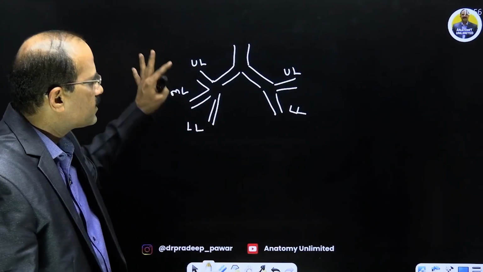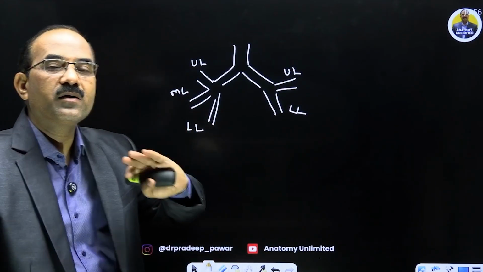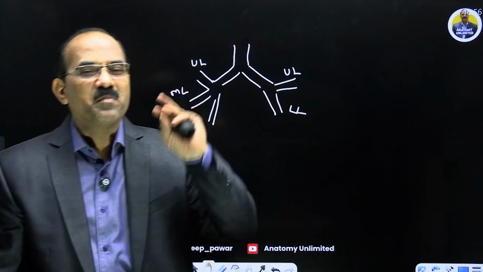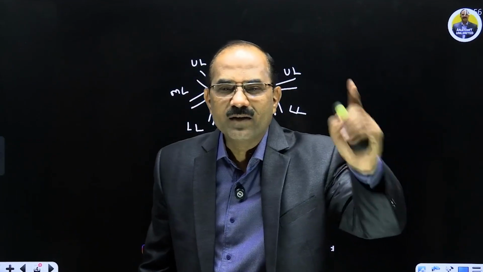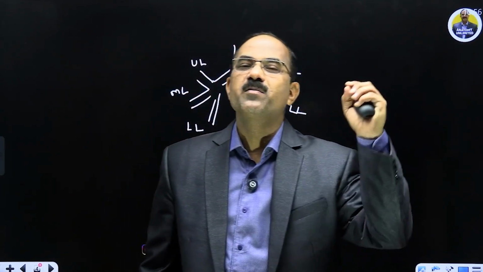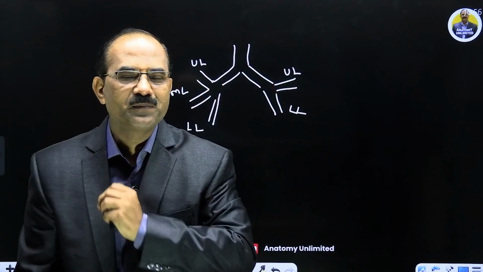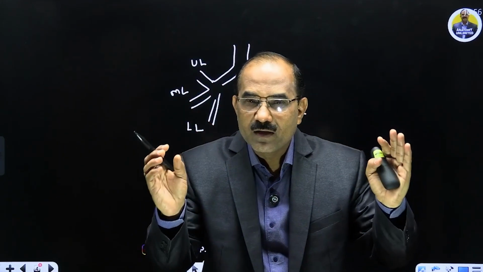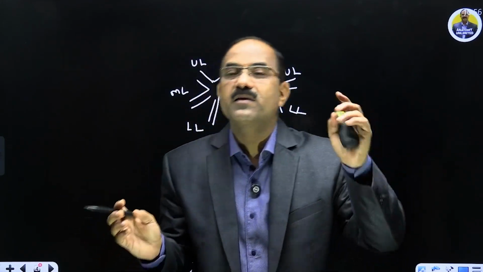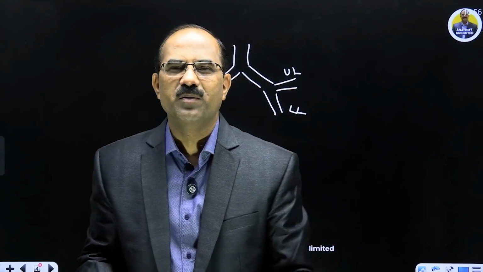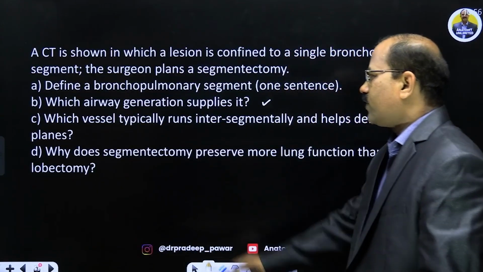Now, this secondary bronchus will give tertiary bronchi, and the part of the lung which is supplied by one tertiary bronchus is known as the bronchopulmonary segment. So which level of bronchus is going to supply that? The tertiary bronchus. Clear? Fine.